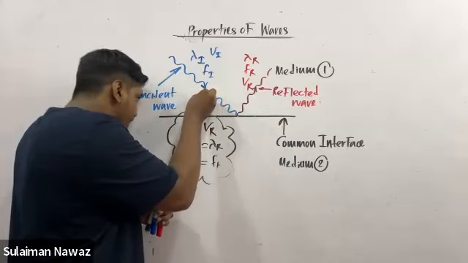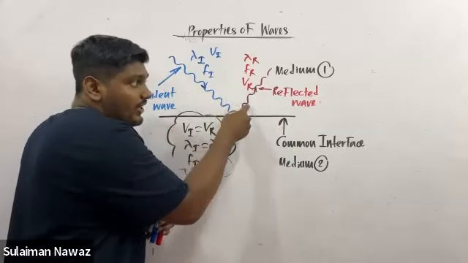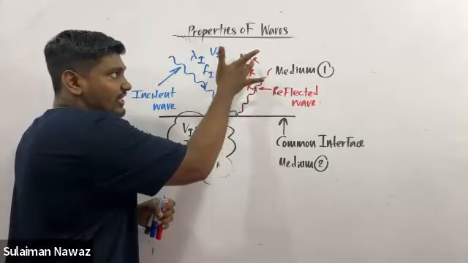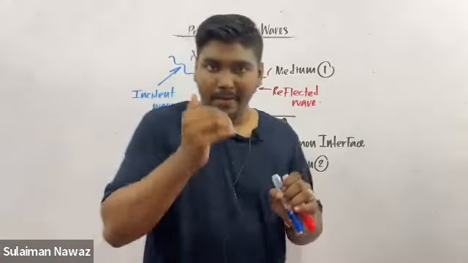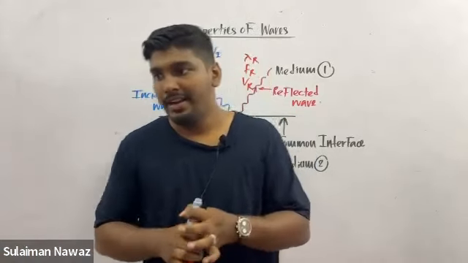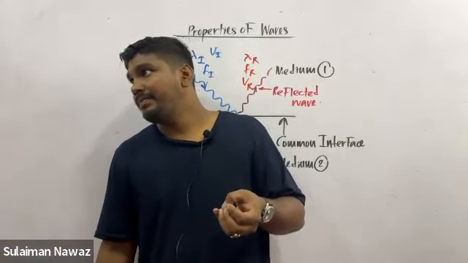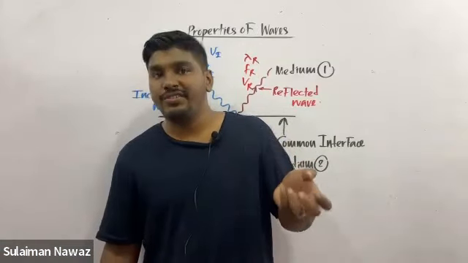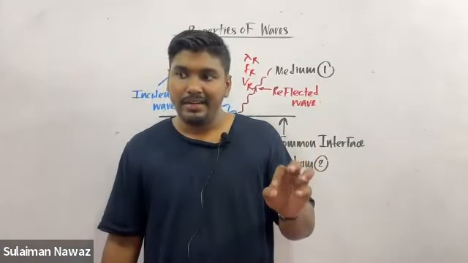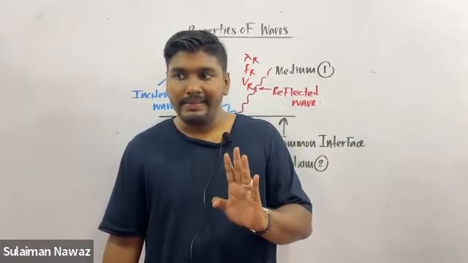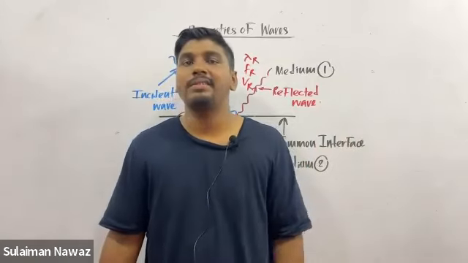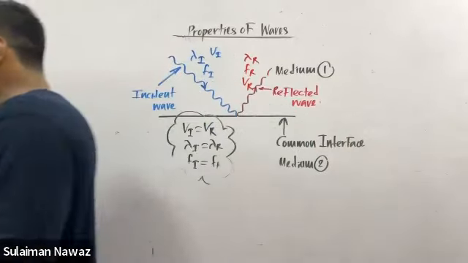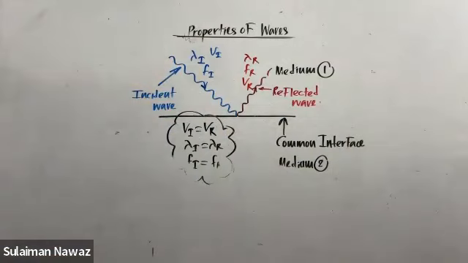The incident wave carries large energy, therefore its amplitude is large. The reflected wave carries small energy, therefore its amplitude is somewhat small, not fully small, somewhat small. But there is no change in lambda, f and v. There is no change, they are the same, but a small reduction in the amplitude of the reflected wave. Write down: amplitude of reflected wave decreases in all other reflections except total internal reflection. Please highlight total internal reflection.